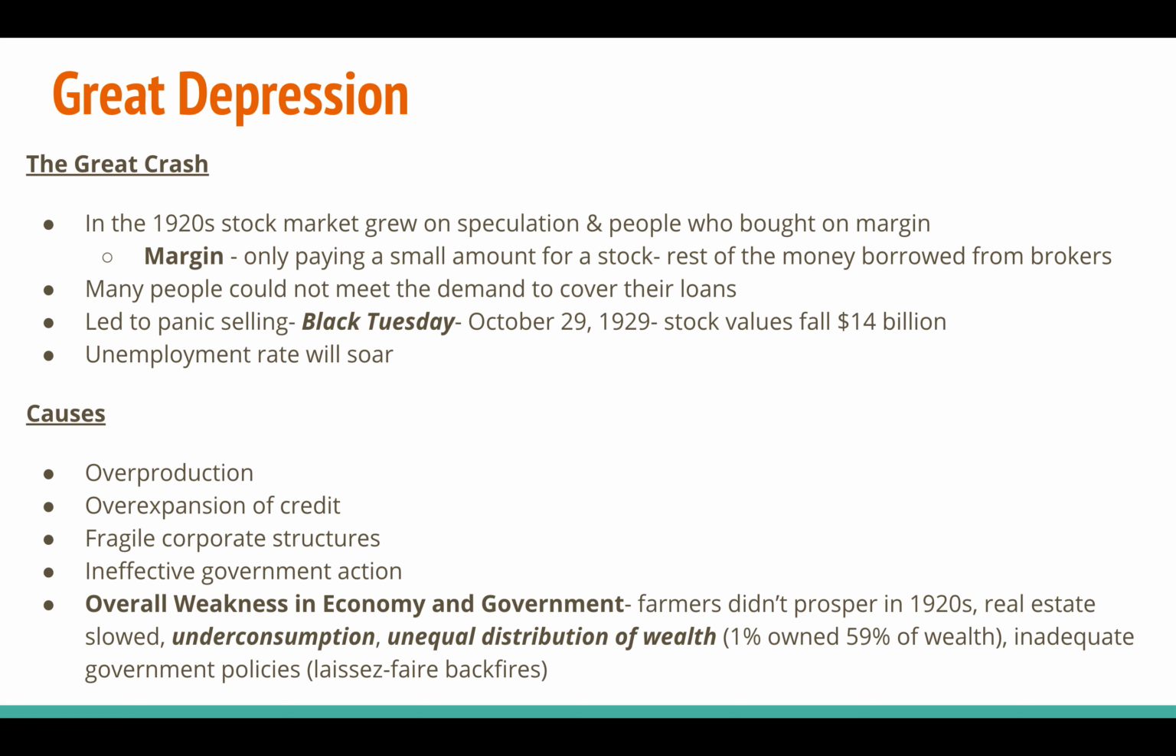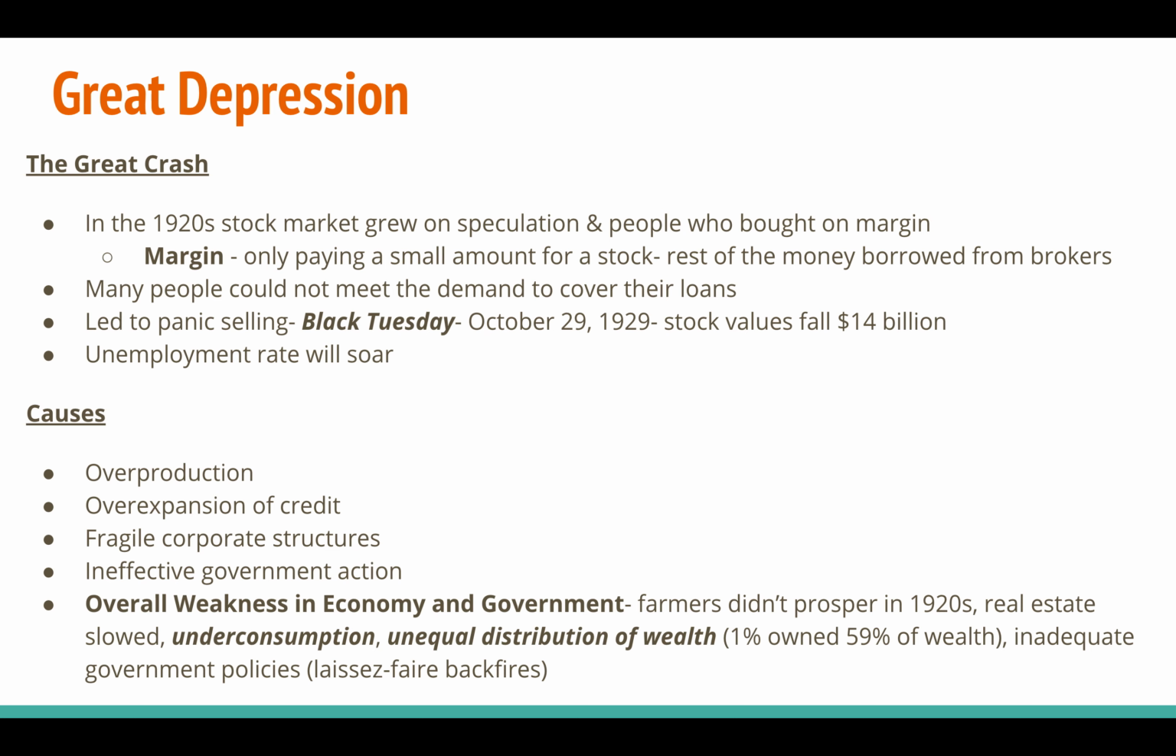You still owe money. It all came crashing down on what they call Black Tuesday, October 29th, 1929. Stocks lost a value of $14 billion. We're talking about 1929 money, $14 billion. It almost totally wiped out the stock market. The unemployment rate will soar to about 25% during this time. What caused it? Overproduction. We just keep making things that nobody is eventually going to buy, and then it just sits in a warehouse and nobody buys it. And then when you don't need to make it anymore, people lose jobs.